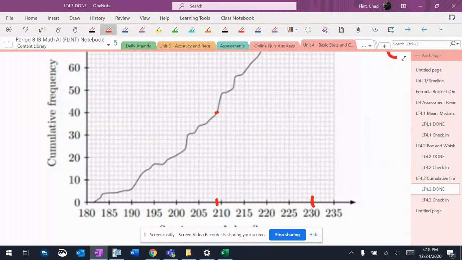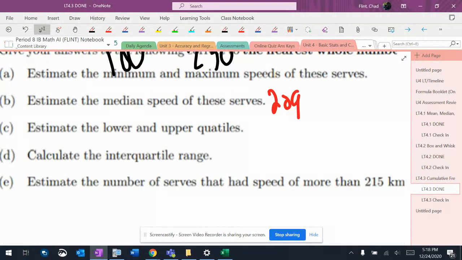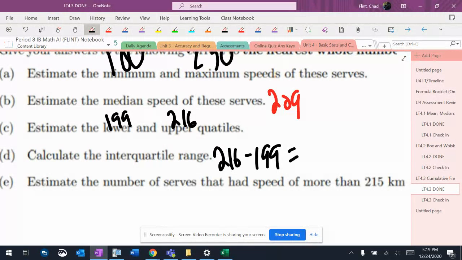So 20 is right there, which is 199, and 60 is right there, which is 216. So 199, 216. The interquartile range is to subtract those two, which is 17.